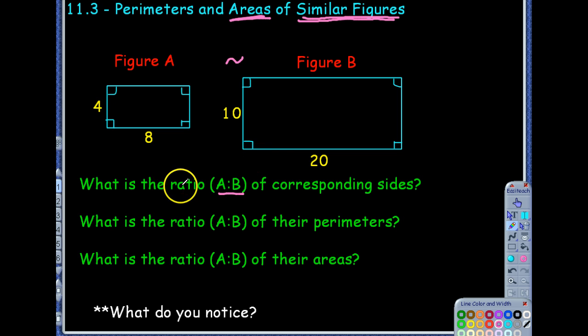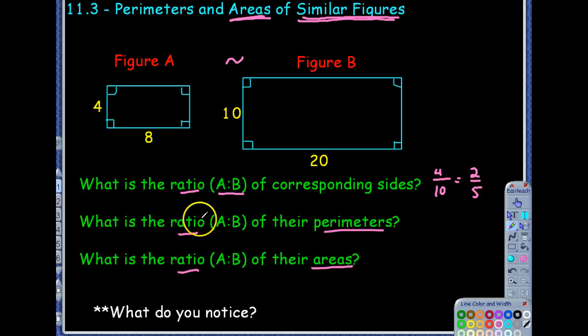Again, a ratio is a comparison of 2 things. So if I was talking about corresponding sides, this side 4 would correspond to the side 10. You can write it as a fraction and then simplify it to 2/5. So your task now is to find the ratio of their perimeters, and then find the ratio of their areas. Do that and then come back to us.